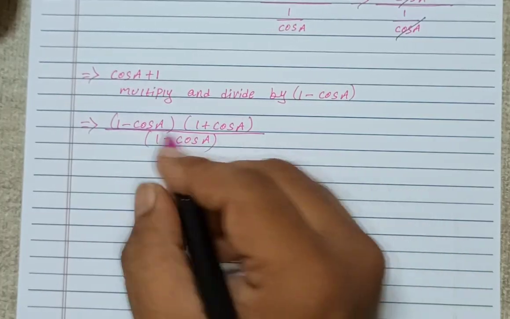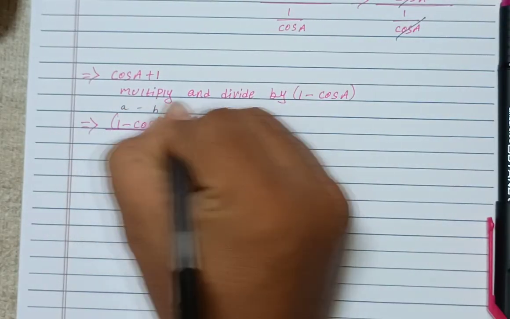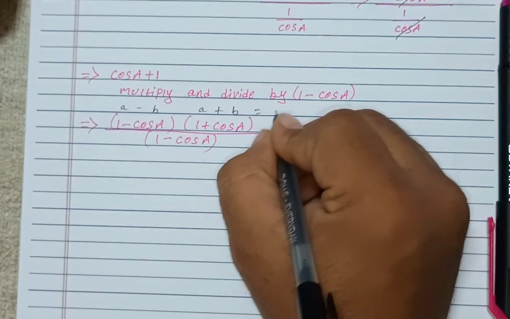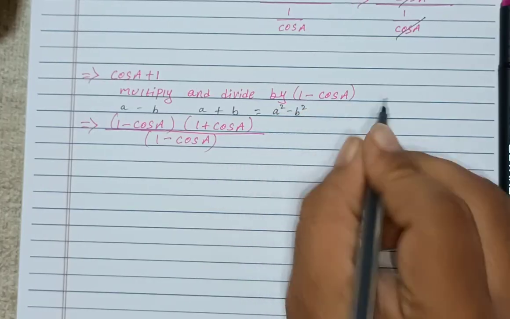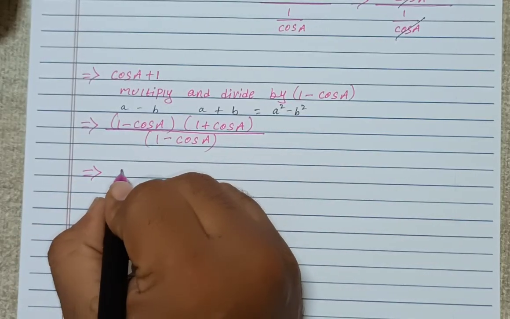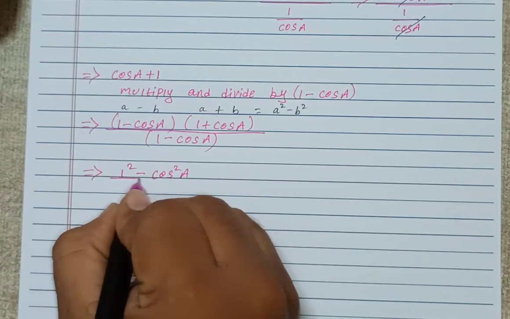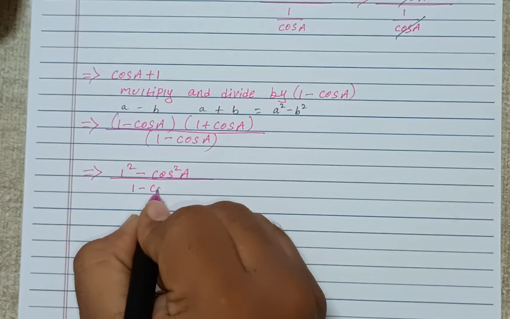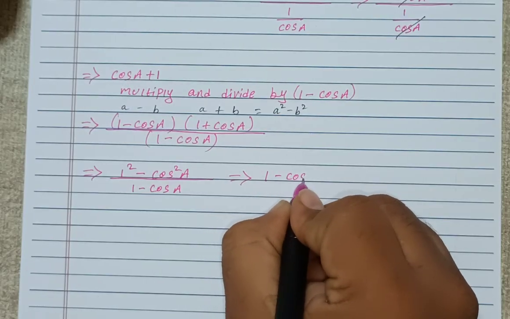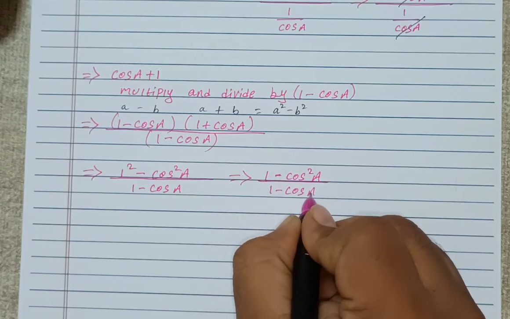So now we know very well, again, it's nothing but a minus b into a plus b. So it becomes a square minus b square. Right? So bring it here again, which implies a square, that is nothing but 1 square, minus b square, it's nothing but cos square A, whole divided by 1 minus cos A. That is 1 square is 1, minus cos square A, whole divided by 1 minus cos A.